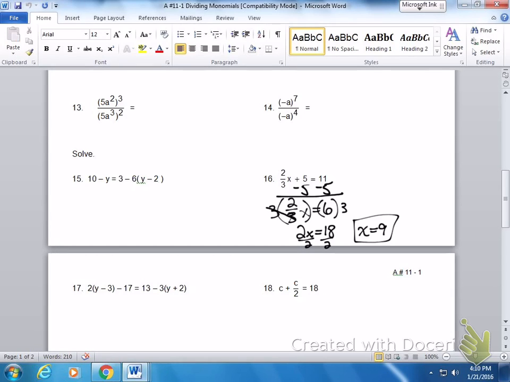So hopefully that helps. Now number 18 is similar, but what I would suggest is multiplying every piece by that denominator, and then it will be a fairly easy problem. So hopefully that helps you out a little bit on 11.1. Let's go over to 11.2.